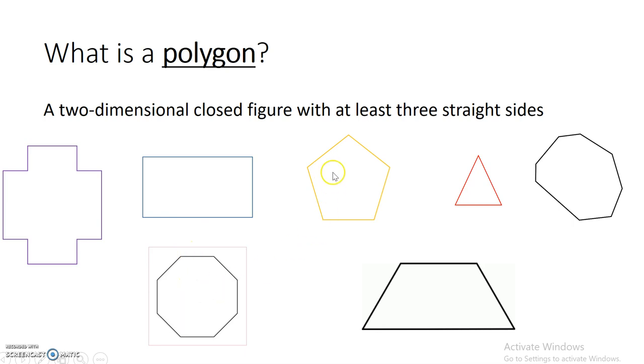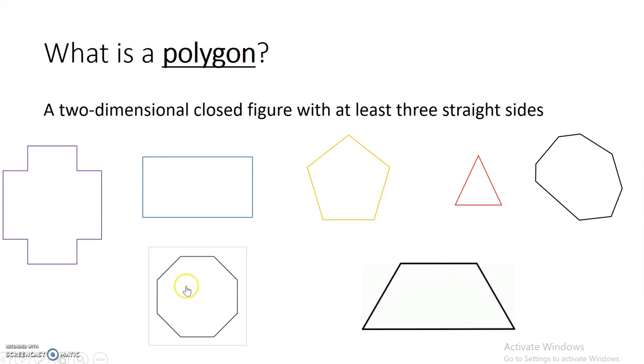It's got 8 sides. This one we would call a pentagon with 5 sides. Here, this looks like a trapezoid, but it would be a 4-sided polygon. The triangle has 3 sides, and then this one is also an octagon because of 8 sides. You might notice I called this one an octagon, and I also called this one over here an octagon.